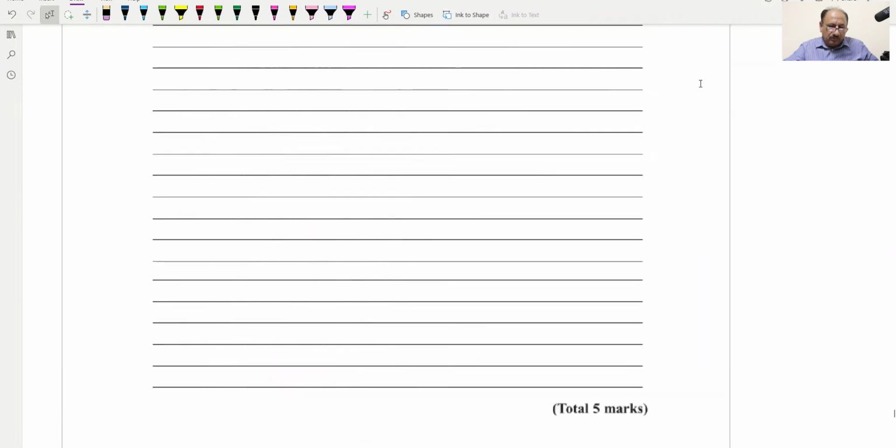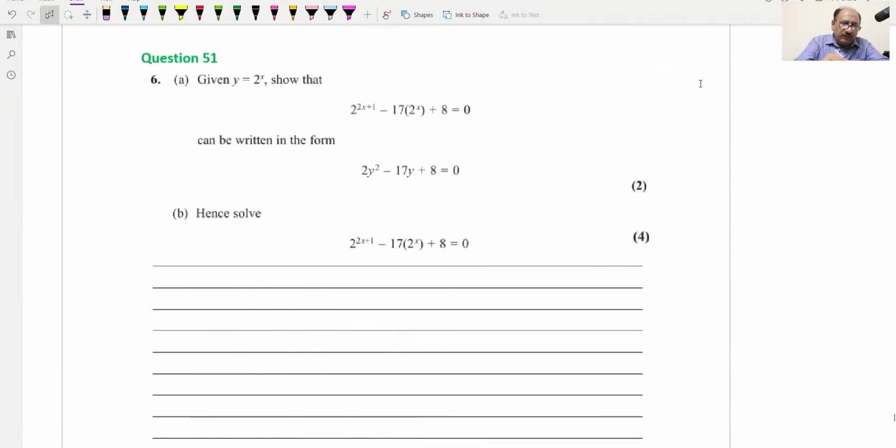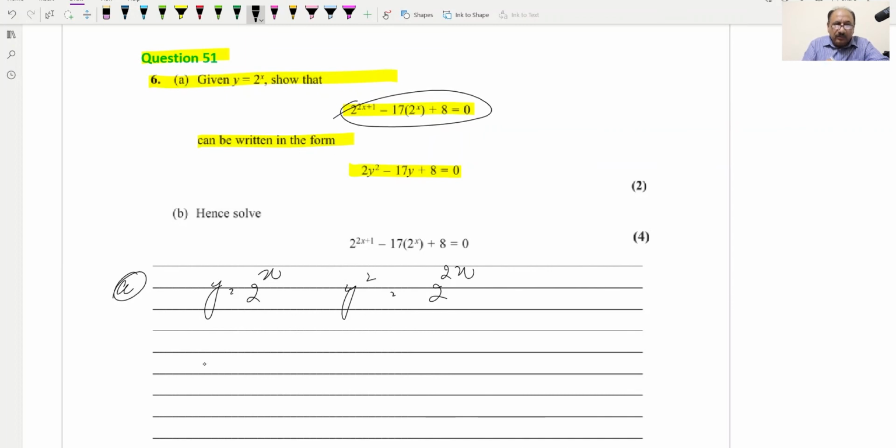Now we can solve the next question, question number 51, and question 51 is basically question number 6 of the past paper. Given y is equal to 2 raised to the power x, and this one show that this can be written in the form of this one. So y is equal to, a part, we can solve y is equal to 2 raised to the power x, so y square will be equal to 2 raised to the power 2x, and we will be replacing in this equation, and we will get what we will get.